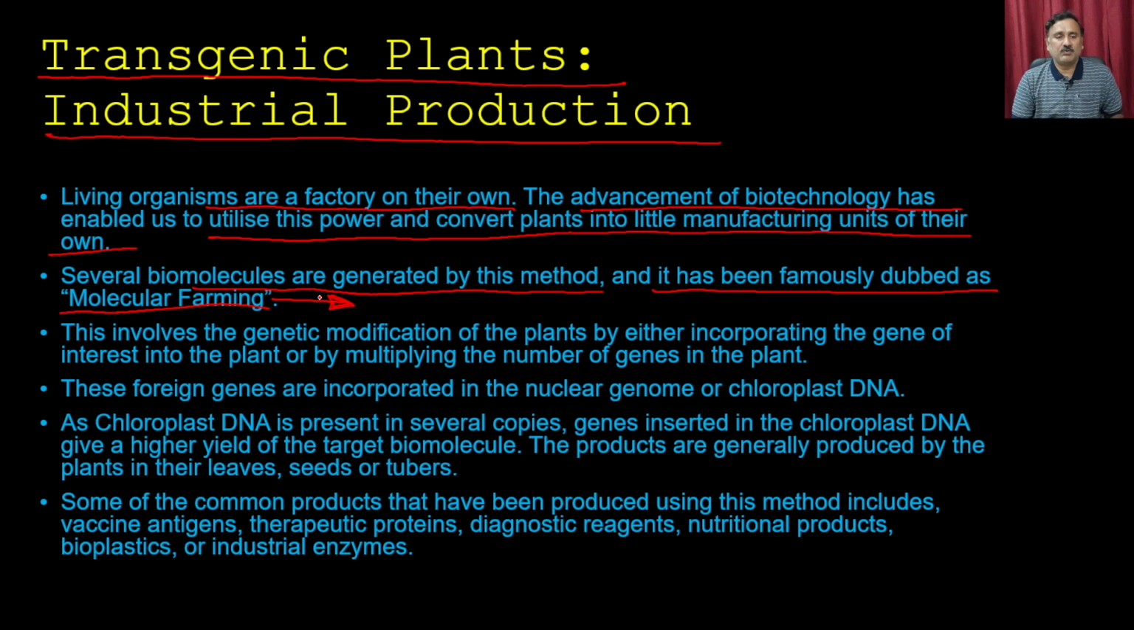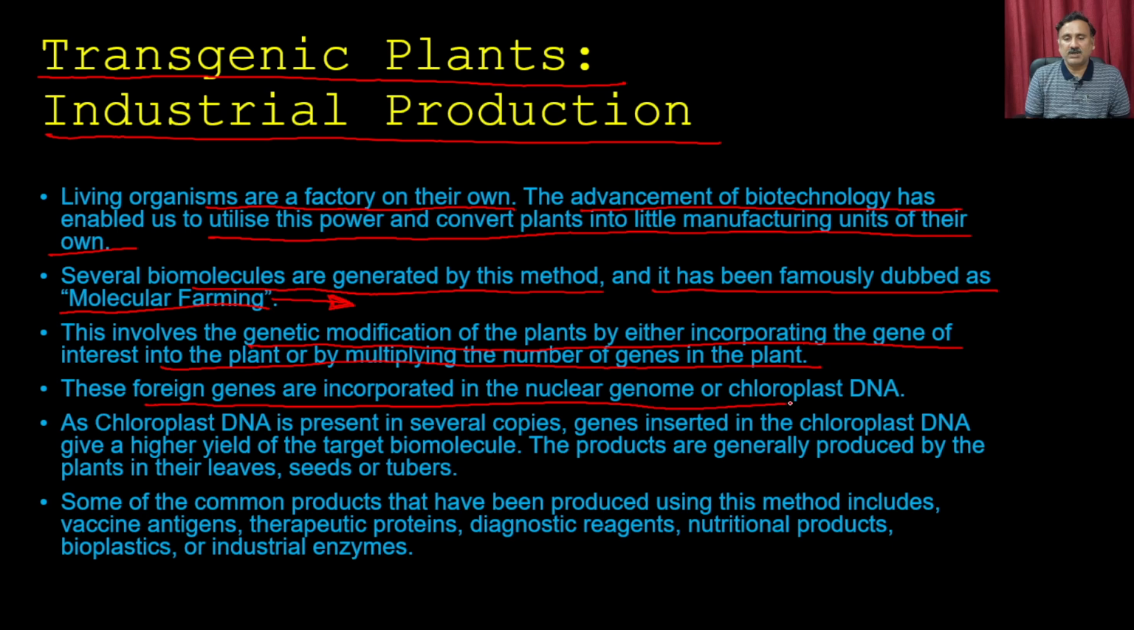support from outside. This involves the genetic modification of the plant by either incorporating the gene of interest into the plant or multiplying the number of genes in the plant. These foreign genes are incorporated into the nuclear genome or the chloroplast DNA. As chloroplast DNA is present in several copies, a gene inserted in the chloroplast DNA gives a higher yield of the target biomolecules. The products are generally produced by the plant in their leaves, stems, or tubers.